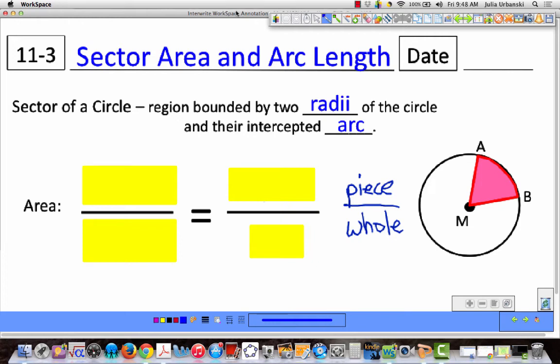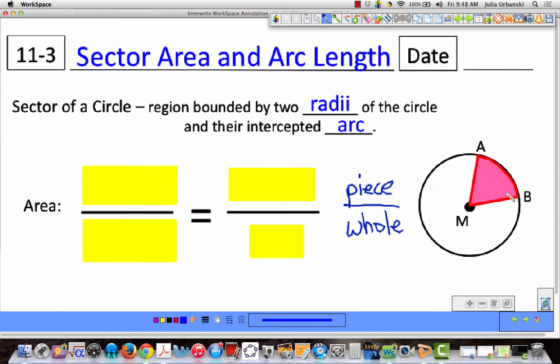So here's 11-3, sector area and arc length. A sector is the shaded portion over here. It's like a piece of pizza or a slice of pie. It's round here and it's an angle right here. And the sector is two-dimensional, so we're going to try to find the area of it.